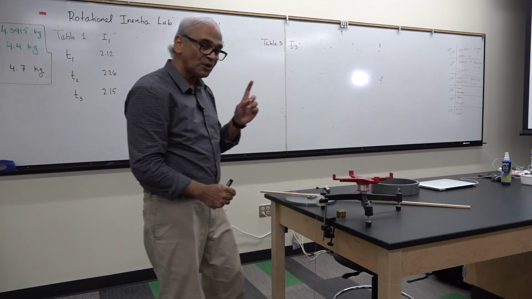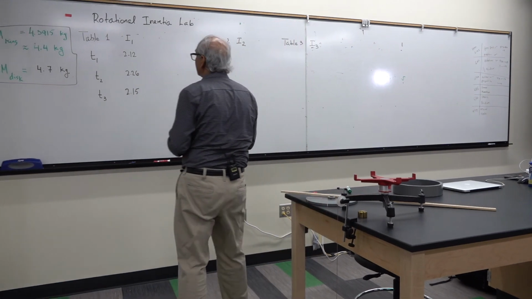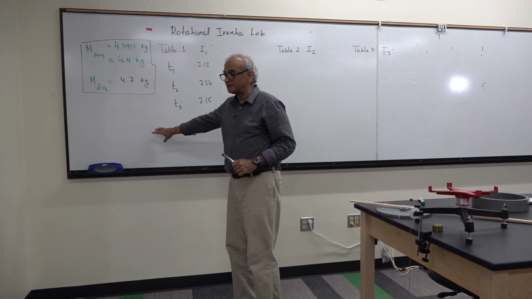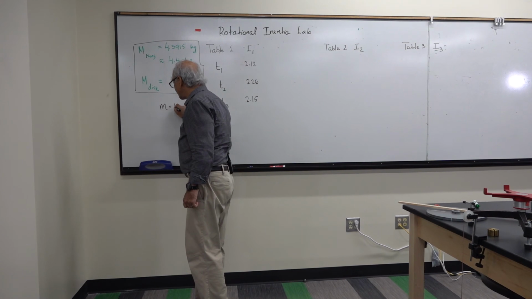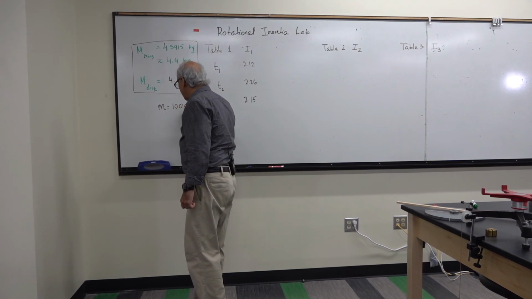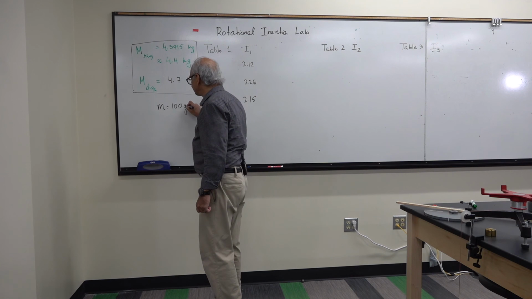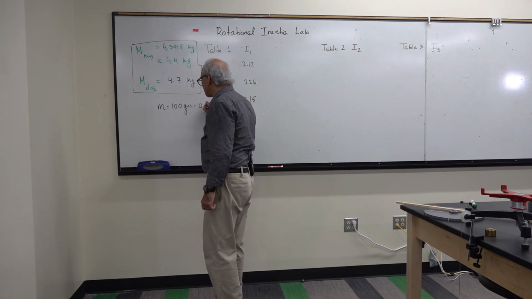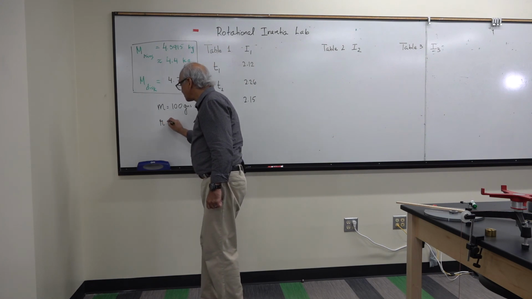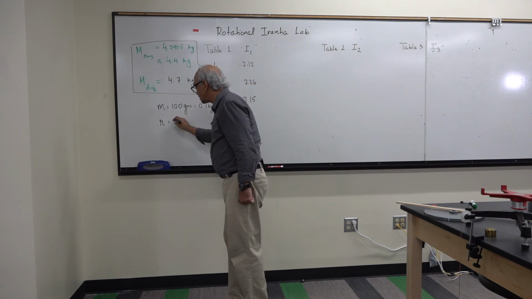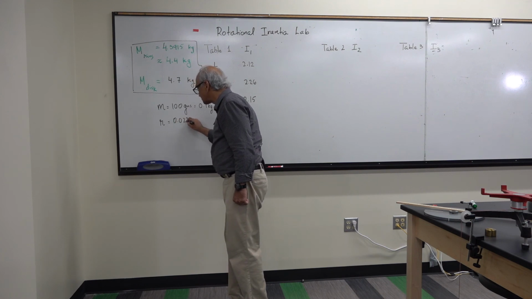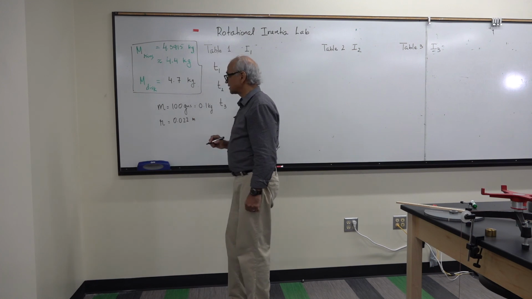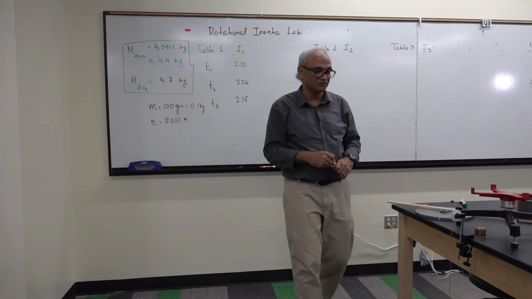So I'm going to write down 2 things over here. One is the mass that I need, and the mass is 100 grams, which is 0.1 kilogram, and then R, which is 2.2 centimeter, which is 0.022 meters. We need those 2 numbers for your calculation.